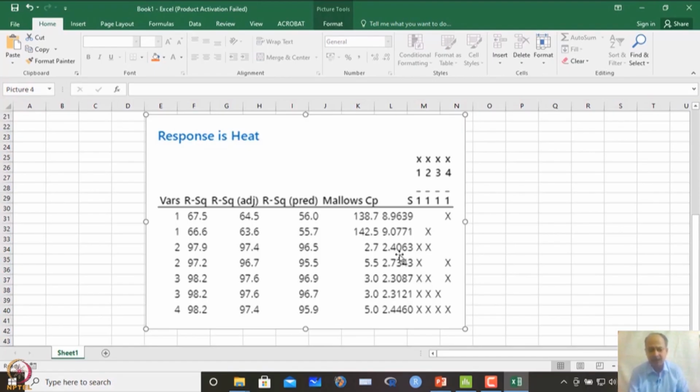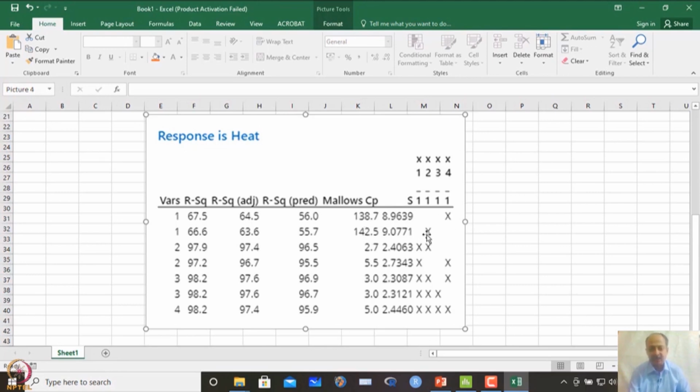So, how do we compare that one? There is an indicator known as Mallows Cp, and the thumb rule is that the Mallows Cp value should be less than the number of variables considered for modeling plus 1. Let us say for the first one, the number of variables considered is 1, x4 is considered in the model. So, 1 plus 1 is 2, and the Mallows Cp should be less than 2, and that is not the case here. 138.7 is the Mallows Cp we are getting. Until this criterion is fulfilled, this is not the best model that we should select.